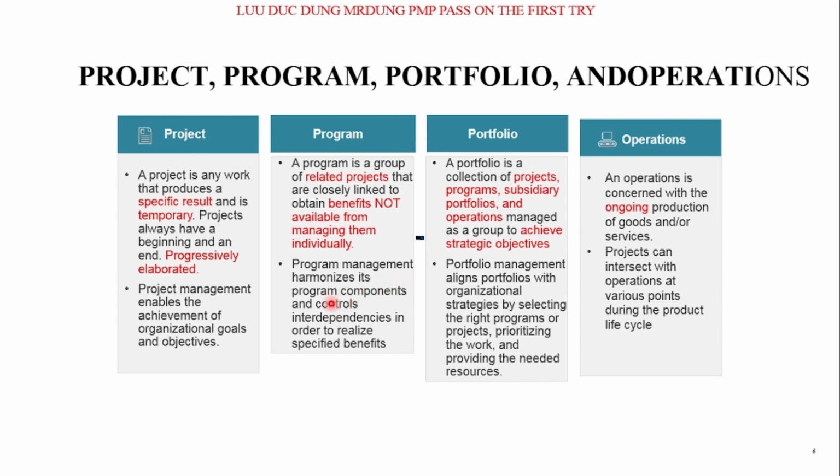Program management harmonizes each program component and controls dependencies in order to realize specified benefits. And next is portfolio. What is a portfolio? A portfolio is a collection of projects, programs, subsidiary portfolios, and operations managed as a group to achieve strategic objectives.